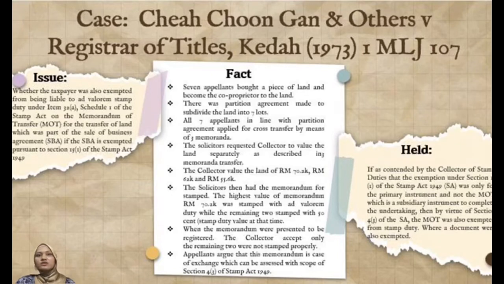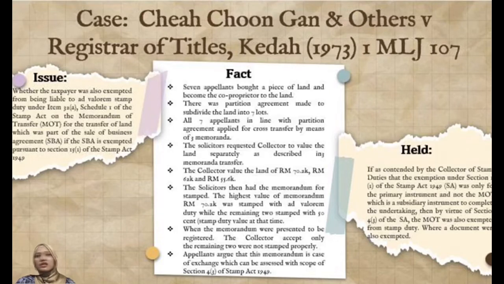There was a partition agreement made to subdivide the land into 7 lots. All 7 applicants, in line with the partition agreement, applied for the cross transfer by means of 3 memoranda. The solicitors requested the collector to value the land separately as described in the memoranda of transfer. The collector valued the land at 70.2 thousand ringgit, 6.2 thousand ringgit, and 55.6 thousand ringgit.